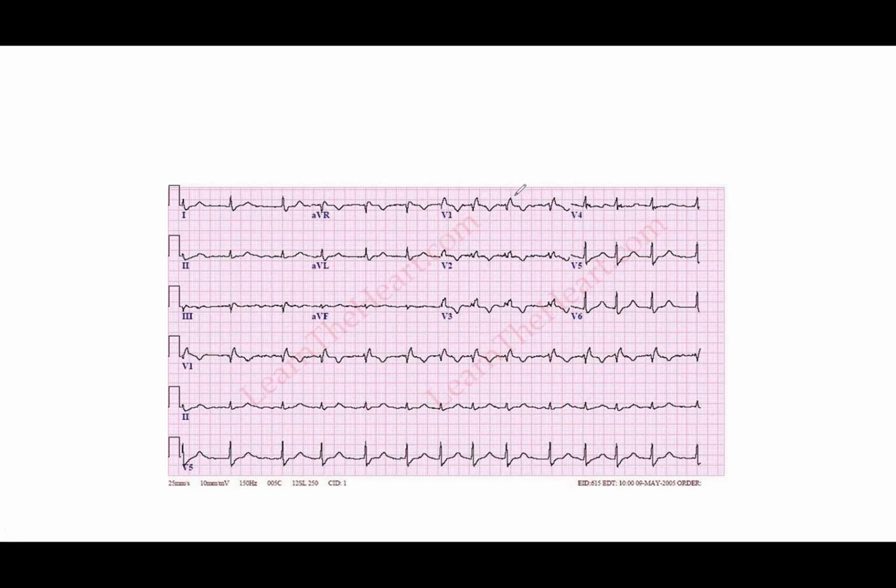Got some wide QRSs, V1. It's hard to tell, but it does have a positive deflection. Lead 1 has slurred S wave, V6 has slurred S wave. So this is going to be atrial fibrillation. As you can see, the fibrillating waves, right? And the irregular R to R interval, all marks of atrial fibrillation, coupled with a right bundle branch block. Okay. So that's where we're at in life right now.